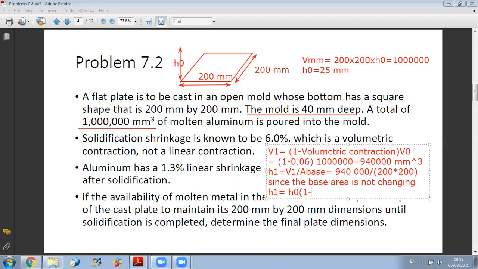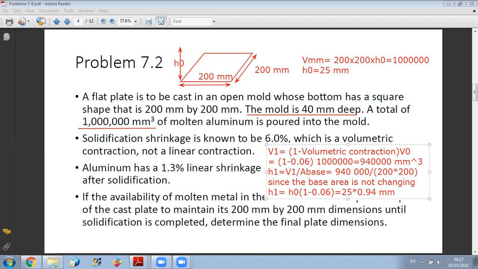So here also you can directly say, since the base area is not changing, that H1 is H0 minus 0.06, so it's equal to 25, which is the initial height, times 0.94. Okay, so this will give you the same result for H1, and the value will be in millimeter.